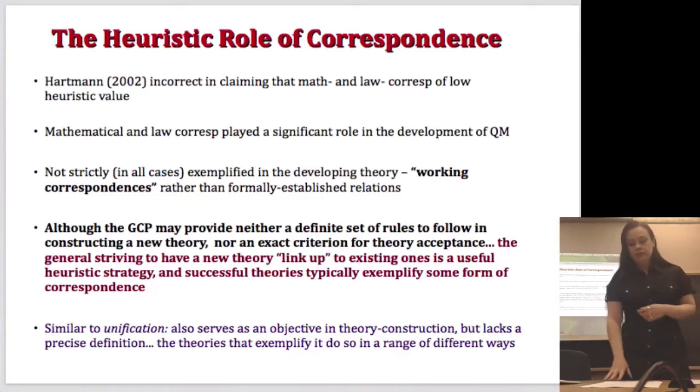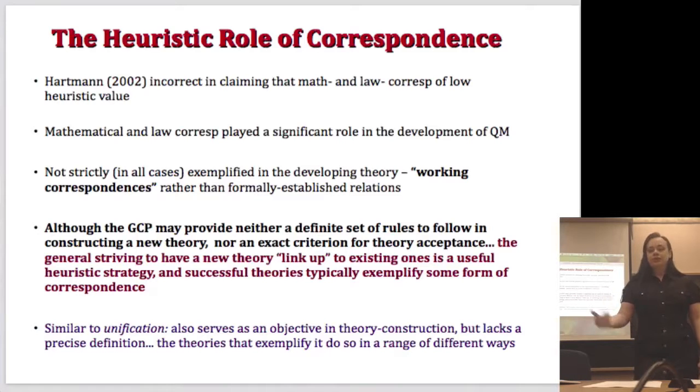So, I maintain that although the generalized correspondence principle provides neither a definite set of rules to follow in theory construction, nor an exact criterion for theory acceptance, this kind of general striving to have the new theory make connections with existing physics is a useful heuristic strategy. And as well, successful theories typically exemplify some form of correspondence. So in this way, I think it's similar to the principle of unification, which also serves as an objective in theory construction, but is not well defined.